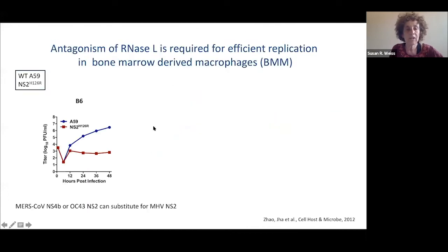So we looked at replication of this virus in bone marrow derived macrophages. And although NS2 is not required for replication in mouse fibroblasts, it's very much required for replication in macrophages. And these are cells that have an active innate immune response. The mutant virus is really unable to replicate, while the wild type virus replicates to quite high titer. This is a log scale of replication, so this is maybe a 10,000-fold difference in replication.